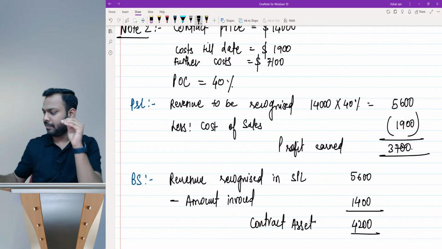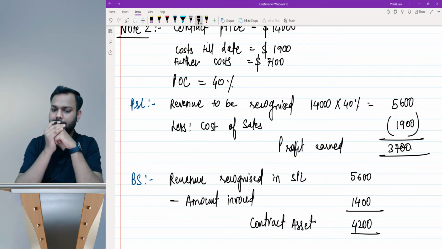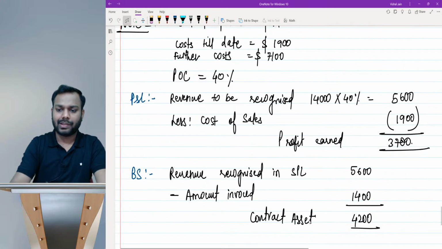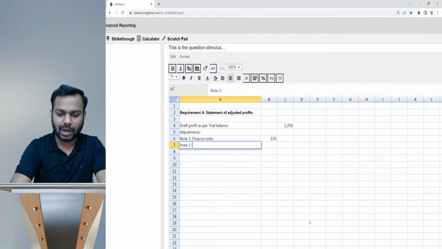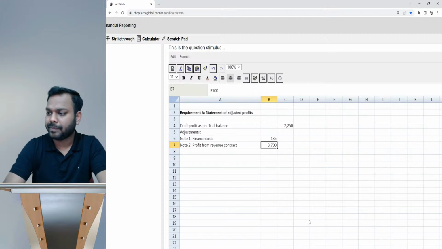Is it clear, everyone? Contract asset of 4,200 is clear? Very good. Now let's give the impact. So note 2, profit from revenue contract, is how much? Plus 3,700. I hope it is clear, guys.